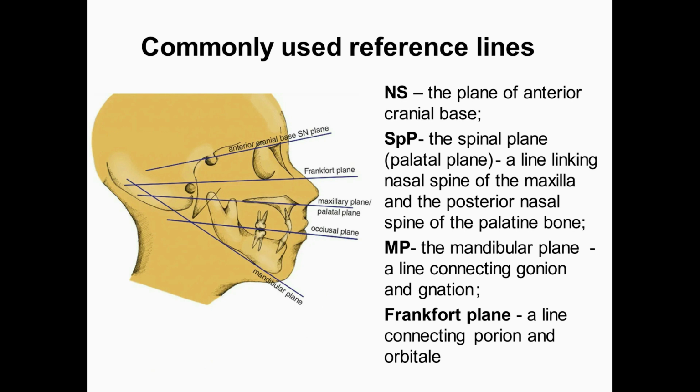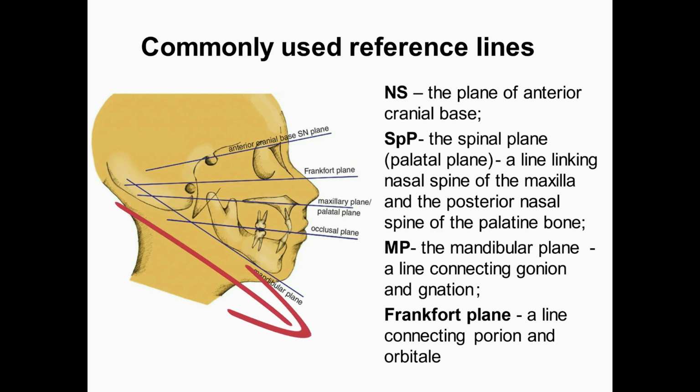Commonly used reference lines and planes. NS, the plane of anterior cranial base. SPP, the spinal plane, palatal plane. A line linking the nasal spine of the maxilla and the posterior nasal spine of the palatal bone.